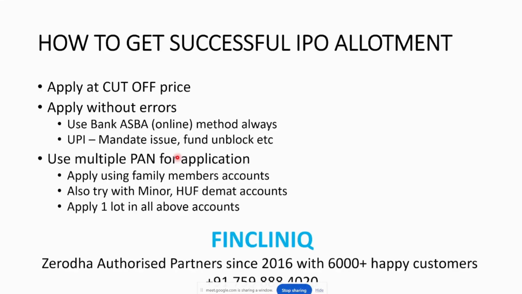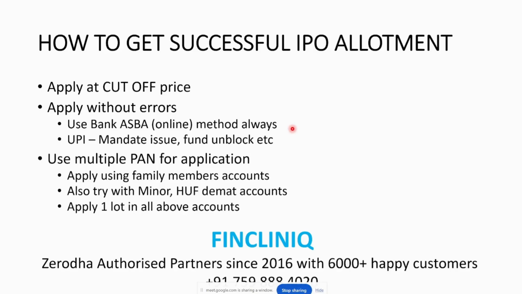So how to get a successful allotment? One thing is always select the cutoff price. Make sure you give all the details correctly. We always suggest to use the bank ASBA. Every broker will suggest to use the UPI method, but it is not the only way. Even many people are not aware of the ASBA method, which the bank net banking option provides. The purpose of this session is to explain the method. So always use bank ASBA, so there is no intermediary like a broker or UPI app.